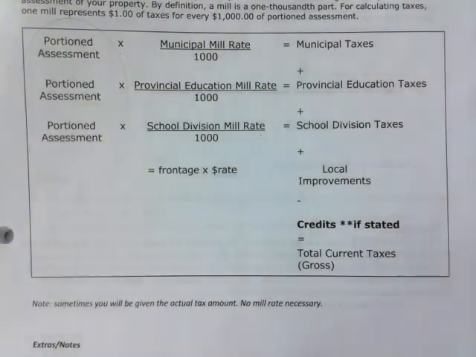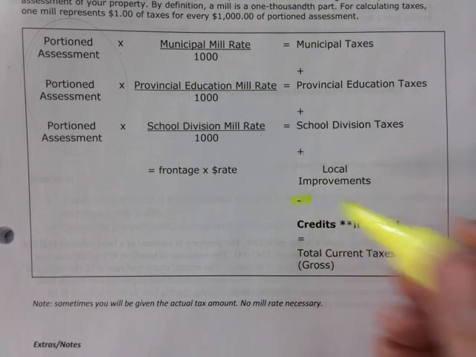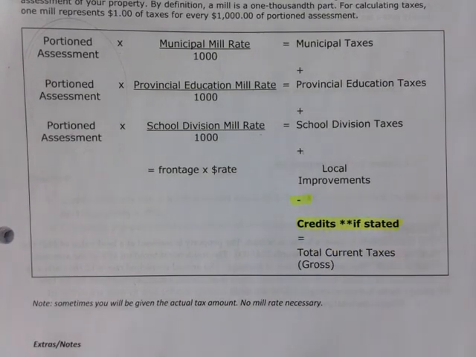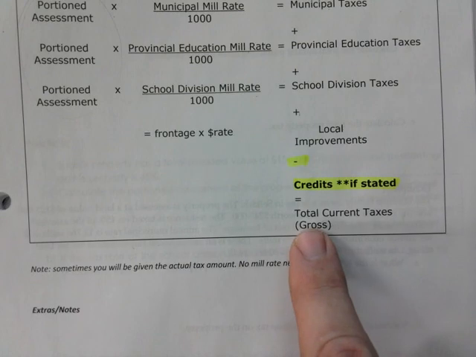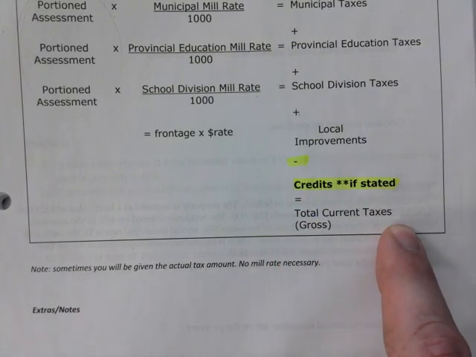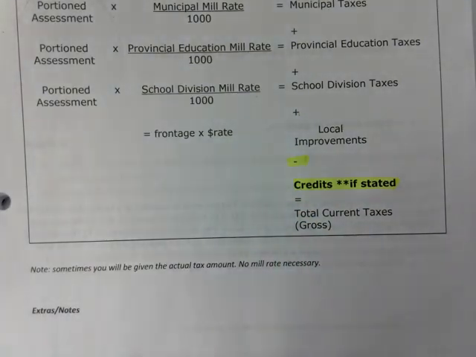And can you highlight this? Minus credits as stated. Okay. A lot of students add the credits for some reason, right? You don't want to do that. So then you find out your total taxes that you will incur. Okay. Let's do an example.